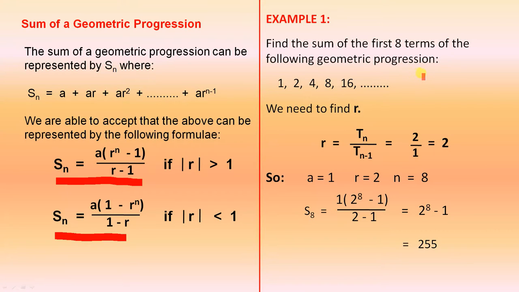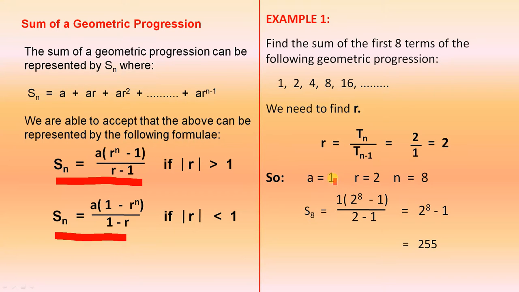Find the sum of the first 8 terms of the following geometric progression. Here are the first 5 terms. Now, from the pattern, we can find r, which is Tn over Tn minus 1, and we can quickly see that r is 2. In other words, the value of a is 1, that's the first term. r is 2, the common ratio, and the number of terms that we have to sum is 8.